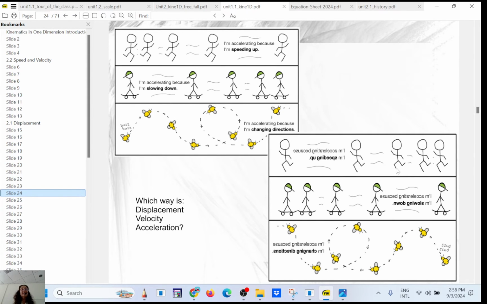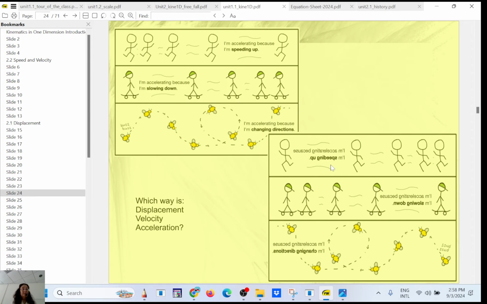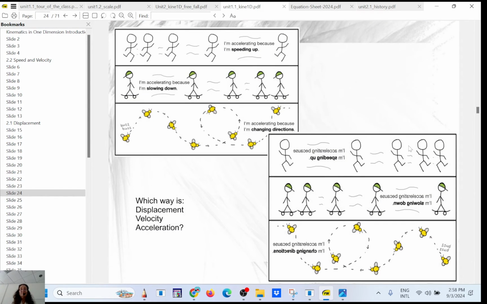Speeding up, right? Because every second it's going to cover more and more distance. But is it moving to the left or to the right? To the left. So the velocity is negative. And the acceleration is negative because it's pushing this stick guy or girl, I don't know.